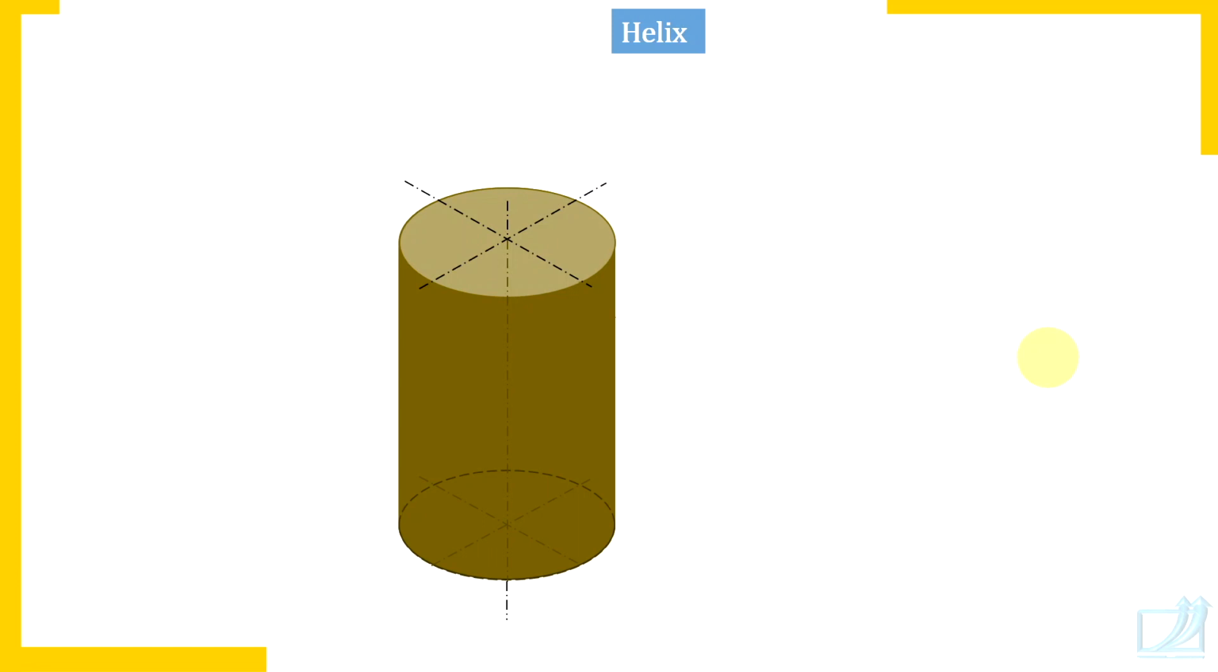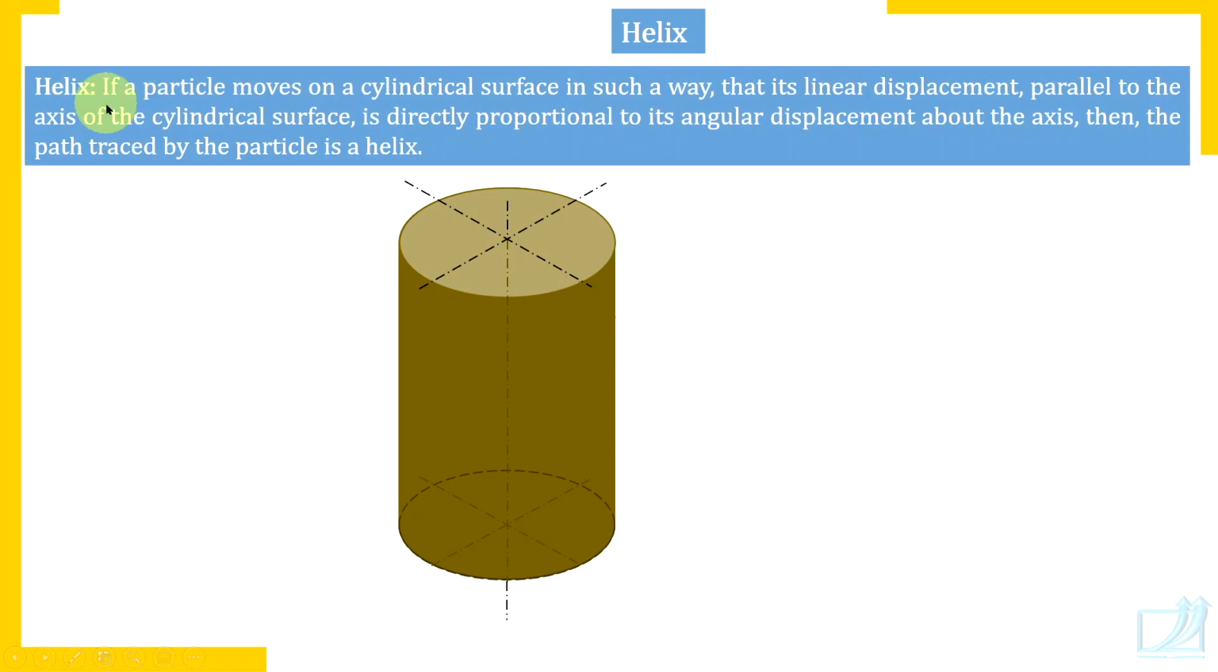In this video, you will study how to draw the curve helix. Now, first of all, how helix is defined, try to understand. If a particle moves on a cylindrical surface in such a way that its linear displacement parallel to the axis of cylindrical surface is directly proportional to its angular displacement, then the path traced by the particle is a helix.